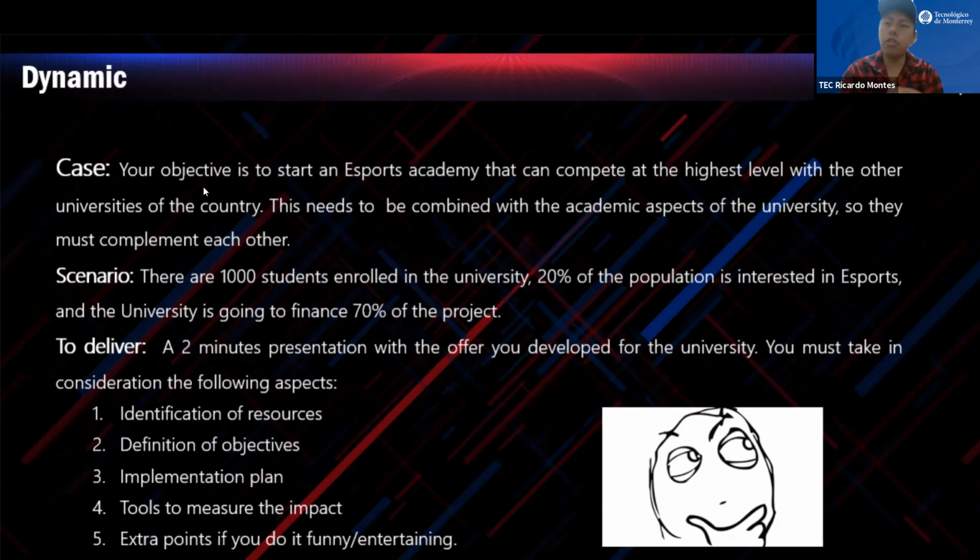First of all, you need to understand that the university is not a professional team. You need to combine esports with the academic part. Remember that all the students are students at the end. For that, this is the scenario. You have your own university with 1,000 students enrolled, and 20% of them are interested in esports. So 200, if you're not good at math. The university is going to finance 70% of your project. The project is your own, and you need to find the best project in order to achieve a top esports program.